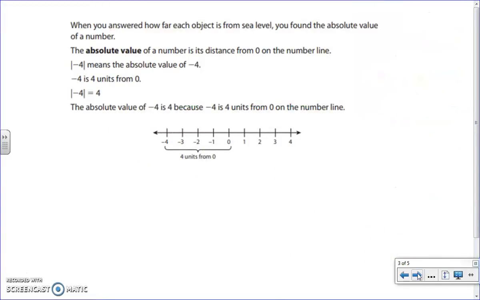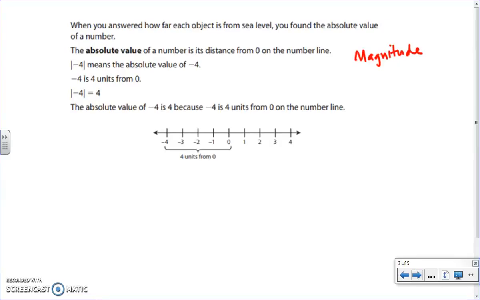And so when we talk about how far an object is from 0 or from sea level, what we're trying to do is actually find the absolute value. Okay. Sometimes this is also called the magnitude. I'm going to have you write this down on the side of your paper as well, the magnitude. And it just means how far away it is.